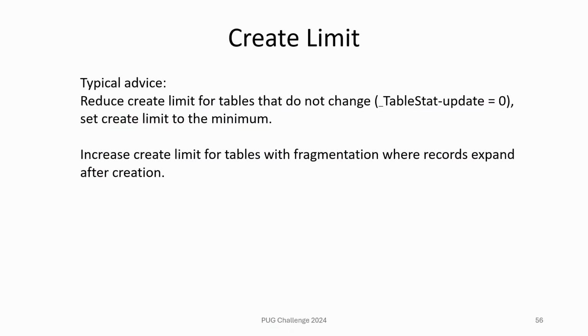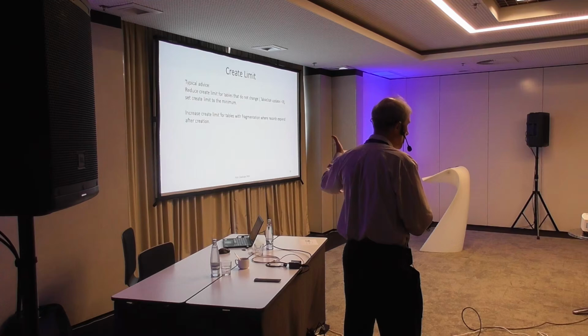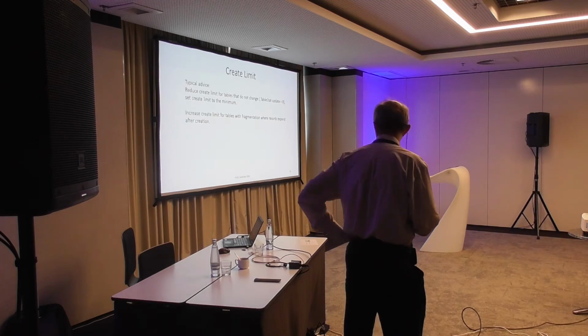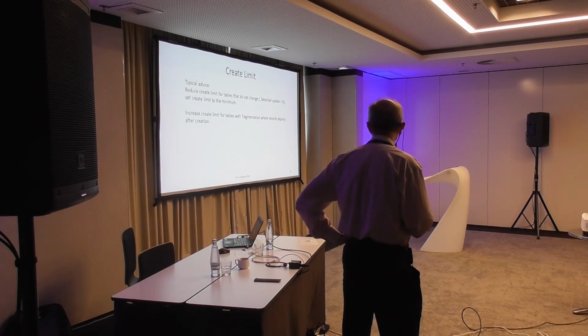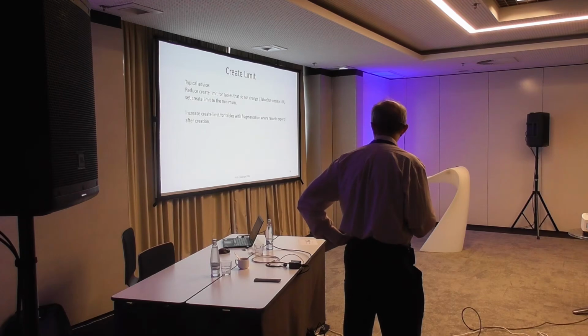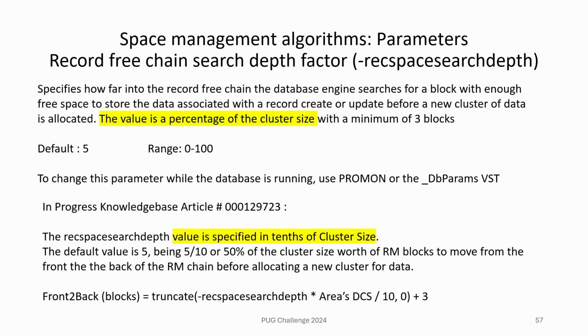Now, create limit. If the table is never updated, if you look at the table and the update statistic tells you 0, then create limit could be set to 32, the minimum, because you're not updating them anyway. However, if the table is updated, then you need to look and maybe increase the create limit for this table. And that is all about this parameter.